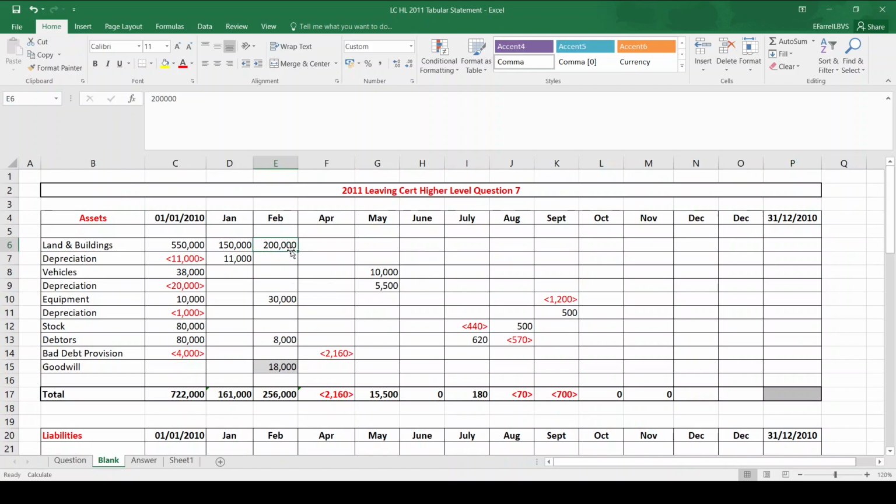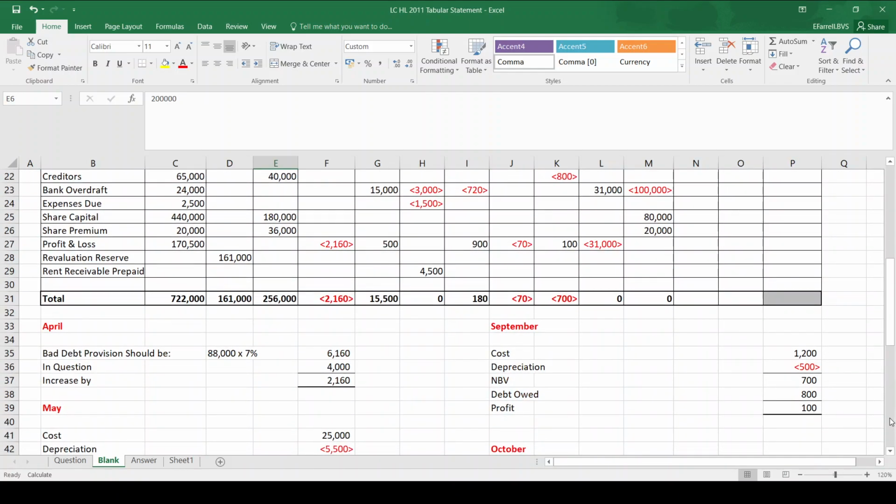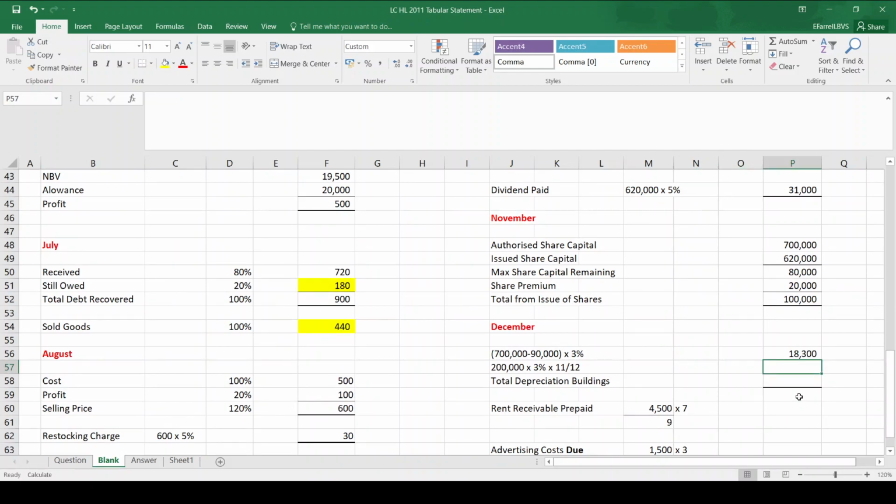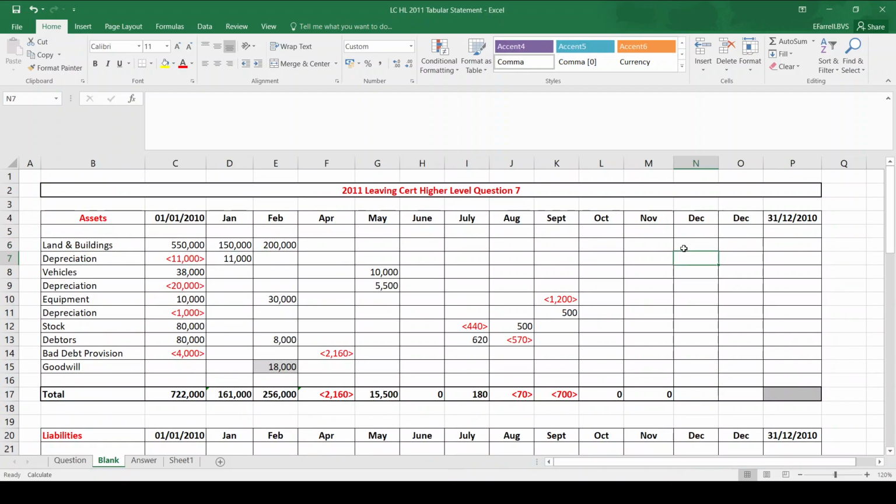Then at the start of February, we also got land and buildings when we bought the other company. So that has to be depreciated also. So that was 200,000 for the buildings we got at the start of February. Again, the depreciation here is 3%, but we only had those for 11 out of the 12 months. So I multiplied by 11 over 12. And the total depreciation for buildings is 23,800. So I now need to fill that into my tabular statement. So depreciation of land and buildings, I'm going to put in here as minus 23,800, because depreciation is a minus, and this is going to increase my depreciation, so it's also going to be a minus.